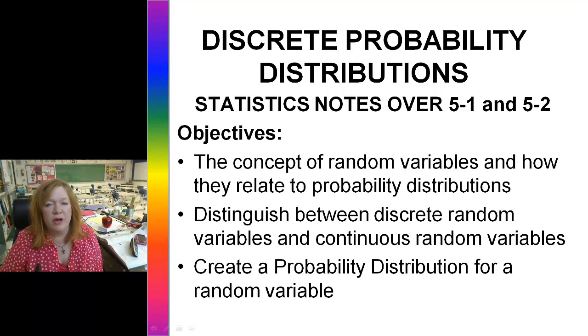We're going to be continuing on in our journey through the course of statistics, and we're going to be talking about discrete probability distributions today. So in our book, it's over sections 5.1 and 5.2. You should have some pre-printed notes. What we hope you will be able to do is see how the random variables relate to the probability distributions and be able to distinguish between discrete and continuous random variables that hopefully you remember from way back when we did a little activity to distinguish those two, and also to create a probability distribution for a random variable. They have a chart and we have a graph that we're going to be doing.